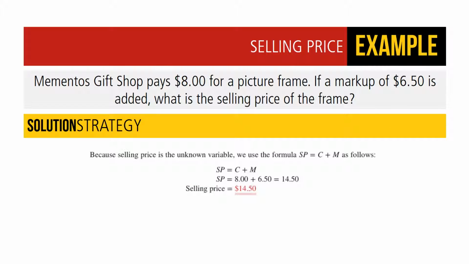A gift shop pays $8 for a picture frame. If the markup is $6.50, what is the selling price? Here's our solution strategy. Because selling price is the unknown variable, we use the formula selling price equals cost plus markup. We have an $8 cost plus $6.50 in markup for a total selling price of $14.50.